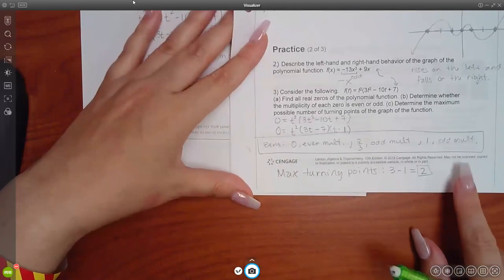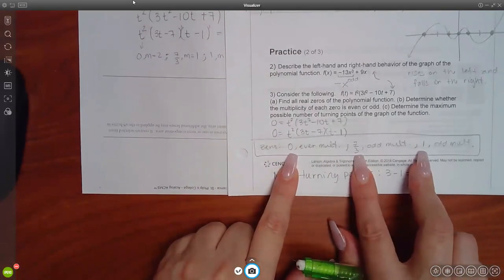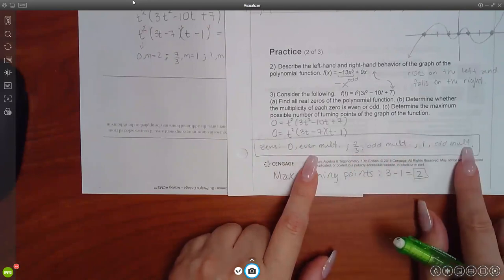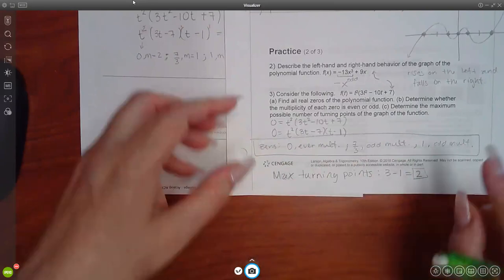Okay. So A asked us just to find the zeros. We found them. And then part B said to determine whether the multiplicities of each were odd or even. And then part C just said find the maximum turning points. Okay.